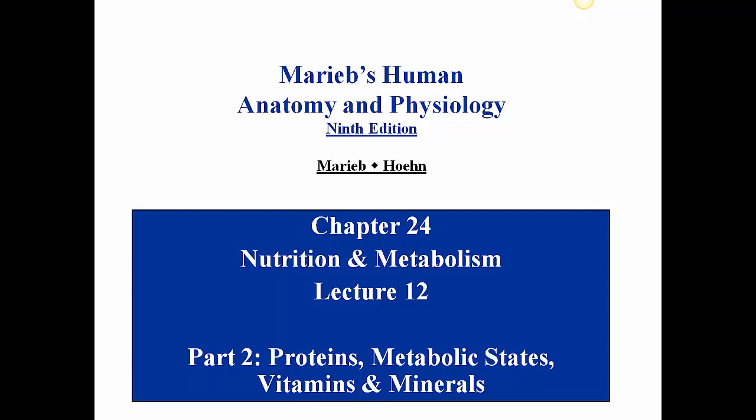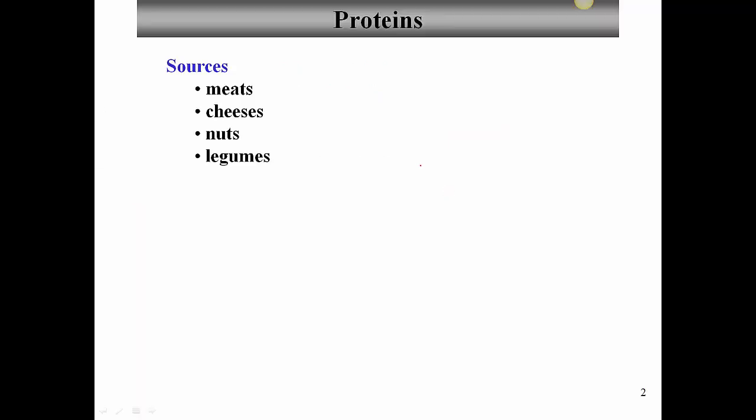In the second part of the lecture on nutrition and metabolism, we're going to be talking about proteins, about metabolic states, and a little bit about vitamins and minerals. Once again, the material is from Lecture 12 and Chapter 24 in Marieb. Let's begin by talking about proteins. This is the last of the macromolecules that we want to talk about.